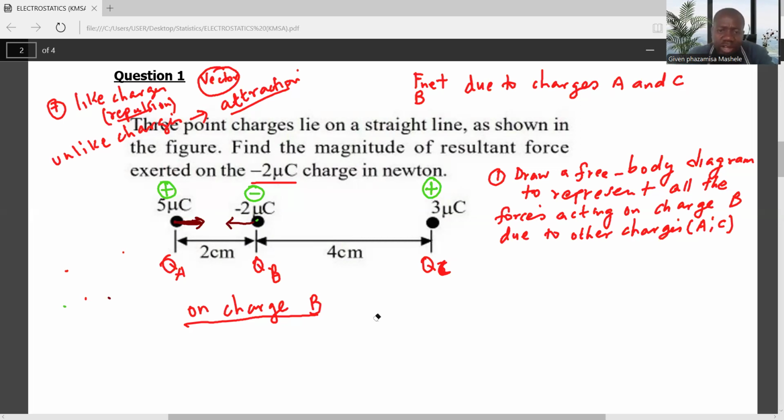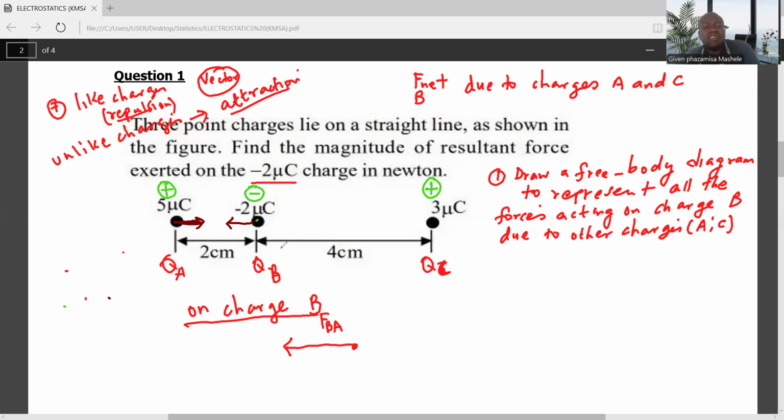It means that if we were to draw a free body diagram of the forces on charge B, we'll have this. This will be the force on charge B due to charge A. So if I write it like this, it means this is the force on B due to A. Remember, they will have the same force.